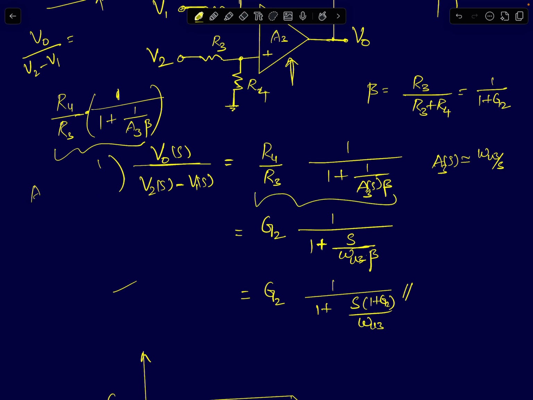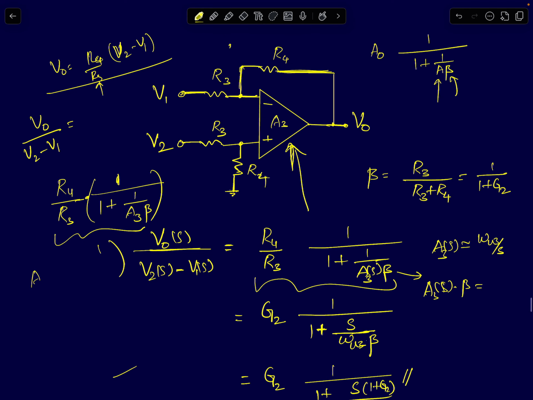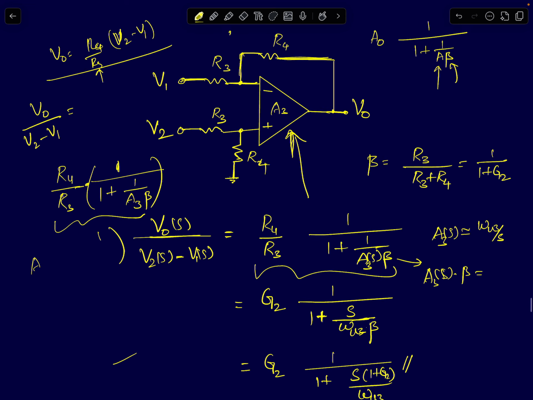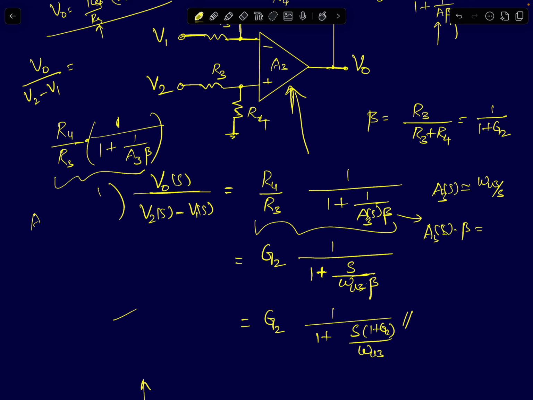So the gain can be expressed as R4 by R3 times 1 by 1 plus A beta. This A3 of S times beta is the loop gain of this op-amp circuit. You can apply the standard procedures for finding loop gains, but since we have already analyzed this circuit, I'm going to directly write beta, which is given by R3 by R3 plus R4, and can be written as 1 by 1 plus G2. G2 here is R4 by R3.